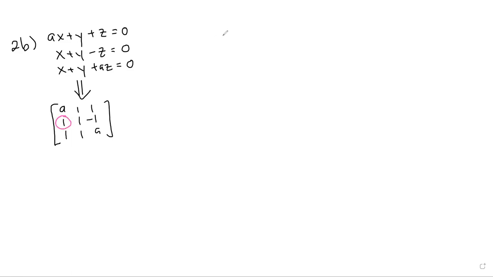So I'm going to use this one here and use it to get rid of the A above it. I'm going to subtract the second row from the first to get that into a 0. And so that's going to be 1 minus A, and then that should be 1 plus A. It's 1 minus -1 times A. I'm not going to do anything to the second row, and then I'm going to subtract the second row from the third to get, that should be A plus 1.